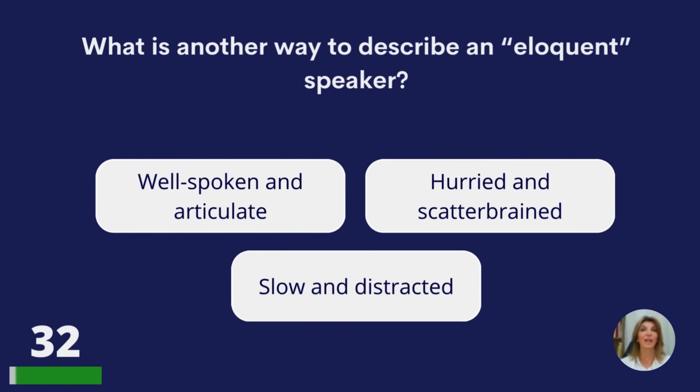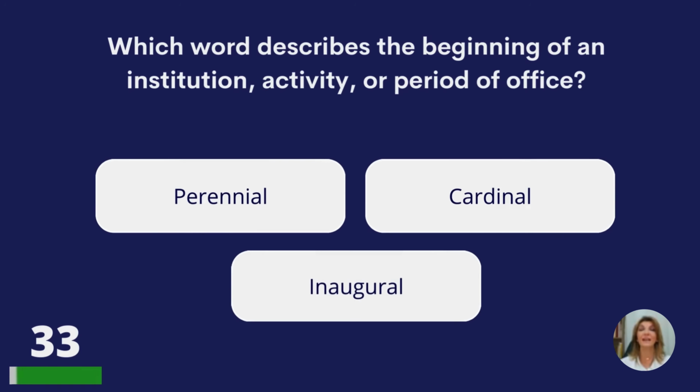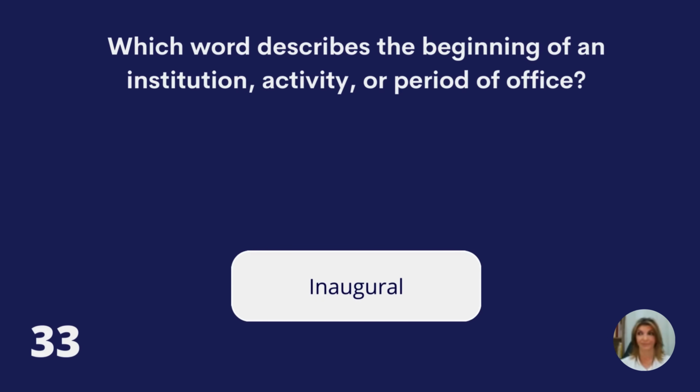What is another way to describe an eloquent speaker? Well-spoken and articulate, hurried and scatterbrained, or slow and distracted? Well-spoken and articulate. Which word describes the beginning of an institution, activity, or period of office? Perennial, cardinal, or inaugural? Inaugural.